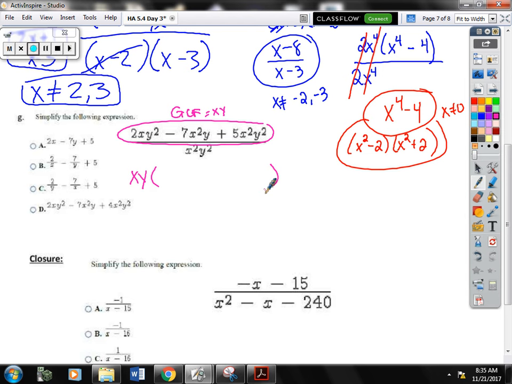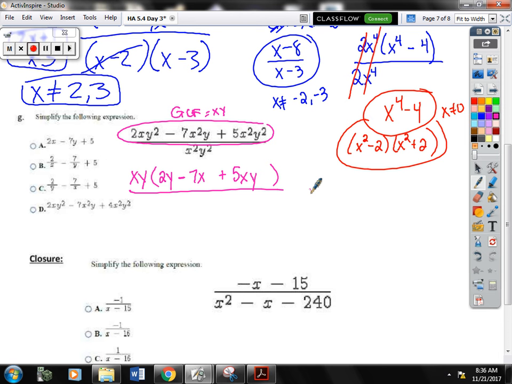So that would get me, again, when you factor out, you're dividing it. The X's would divide out. We'd be left with just 2Y minus X squared divided by X. We would subtract those to get 7X. The Y's would cancel out. And then we'd have plus 5XY.